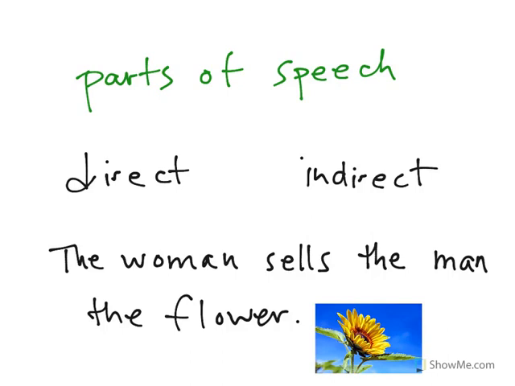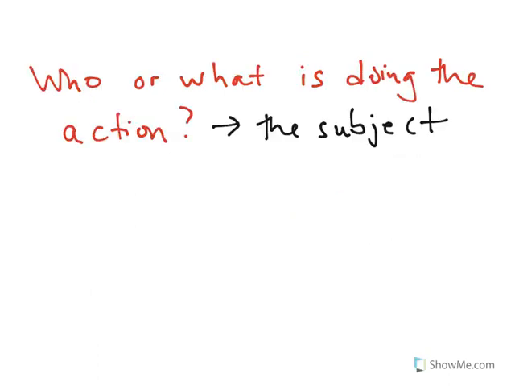Let's look at this sentence. The woman sells the man the flour. Now let's determine what the various parts of speech are in the sentence. First, always find the verb. That's the action, you remember. Then ask yourself, what's the action here? Selling. Now who or what is the one doing the action? This question will tell you who or what the subject is in the sentence.